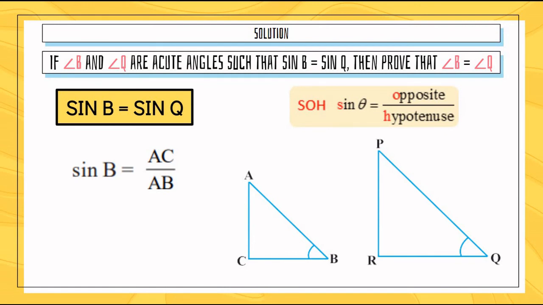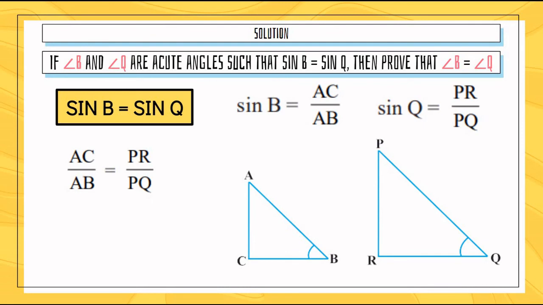In the same way, if you look at the second triangle, which is PQR, the side opposite to angle Q is PR, and the hypotenuse would be PQ. So sin Q would be equal to PR by PQ. Alright, so we have got the values of sin B and sin Q. These both are equal. So we can write AC by AB is equal to PR by PQ, because in the question we have been given that sin B is equal to sin Q.